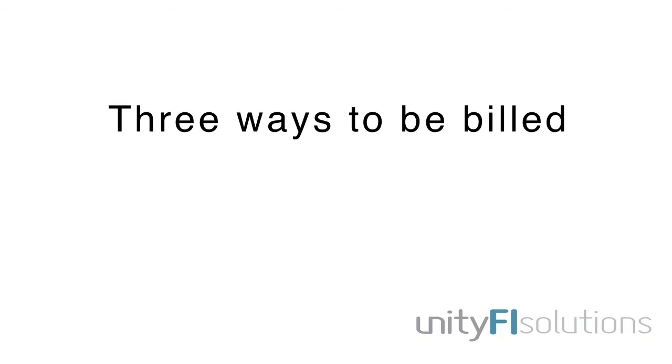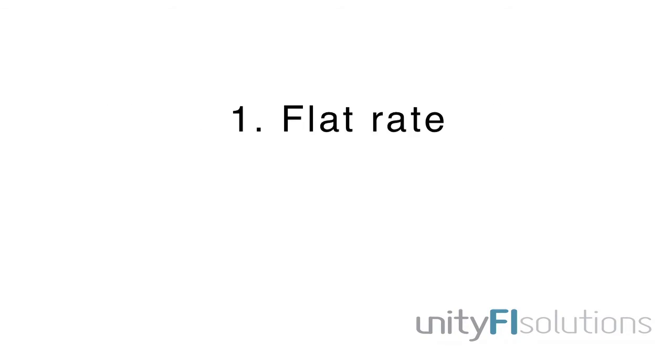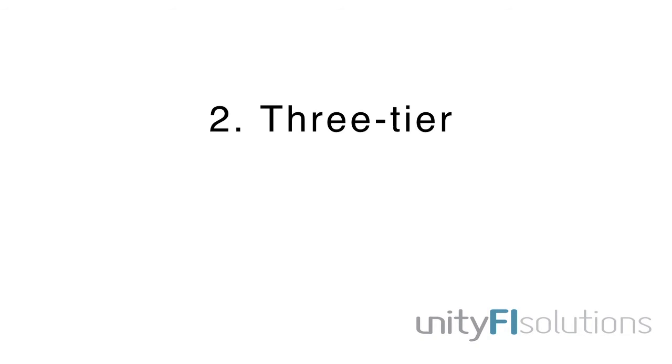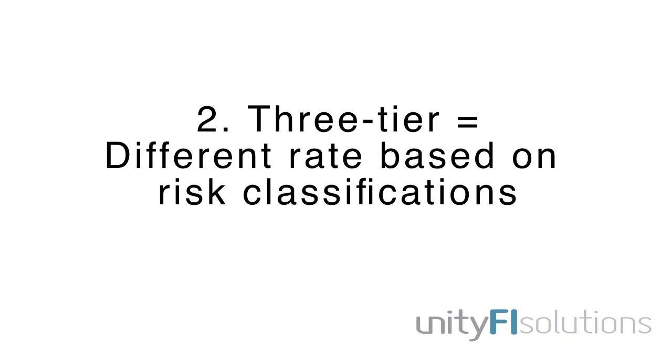Finally, let's talk about the way you may be charged by your credit card service provider. There are 3 ways you may be billed. Firstly, there's the flat rate, which is one rate per transaction. This can be just a percentage or a percentage plus a transaction fee. Secondly, there's the 3-tier model. That's a different rate based on risk classifications.